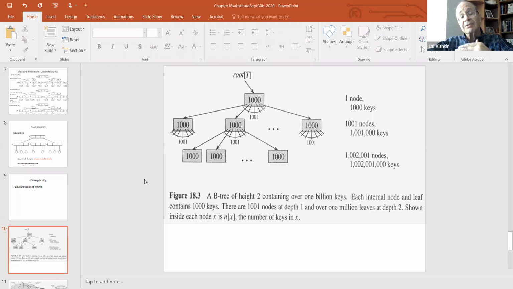But why 1,000? So the reason is the following. Think about a tree which is really a 3-level tree. The root has 1,000 children. The node below that has 1,000 children each. And here every node has 1,000, and this is the leaf level. So this in itself already allows us to include 1 billion keys, which is quite a significant number. Okay?